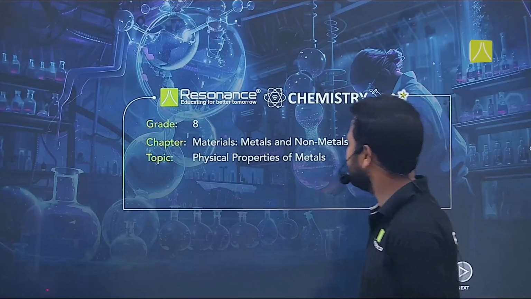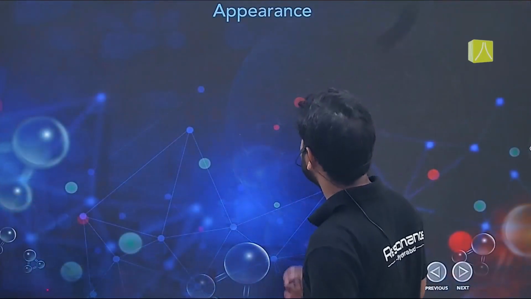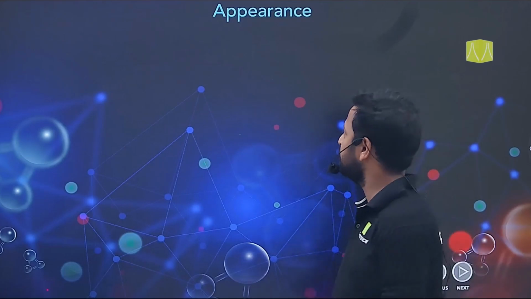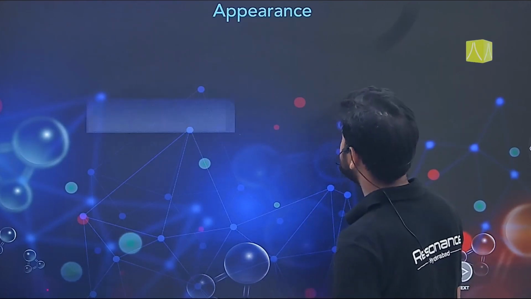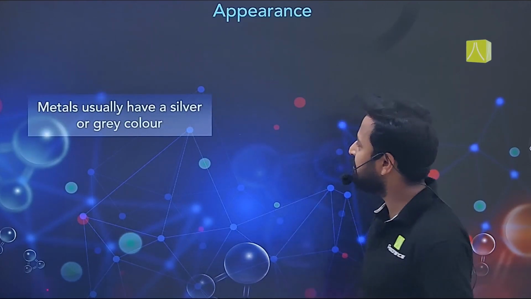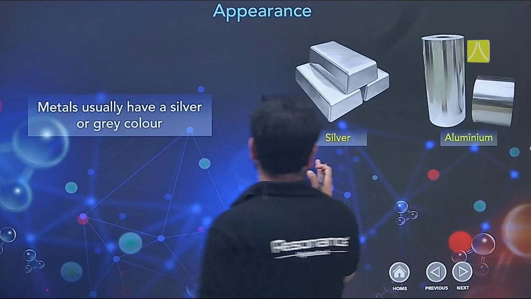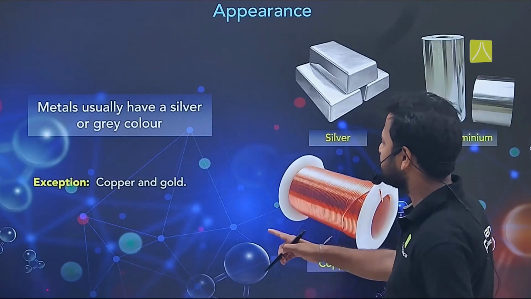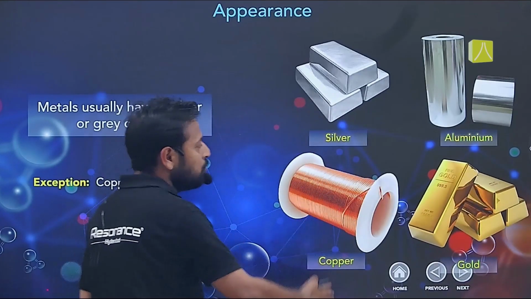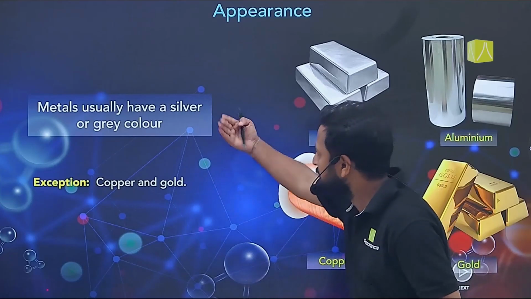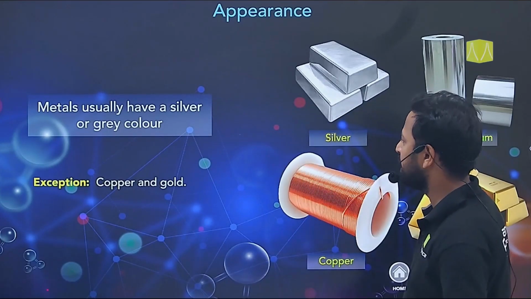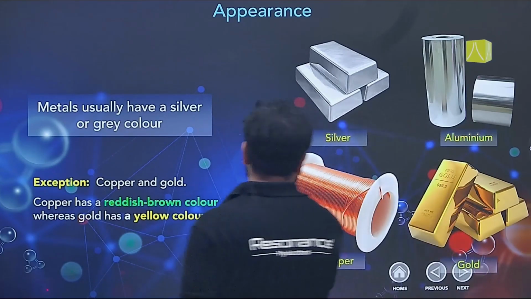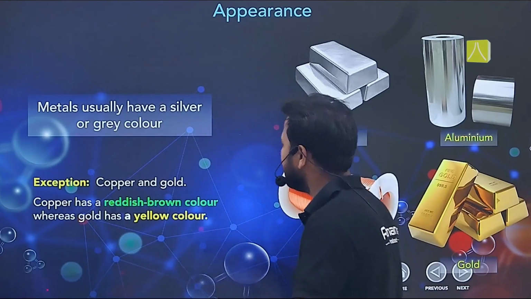So let's get started. If I'm talking about appearance, the first physical property, how it looks actually. In appearance we can see that metals usually have a silver or gray color, like silver or aluminium, but there will be some exceptions as usual. The exceptions are copper and gold. Copper and gold have a different color rather than silver or gray. Copper has a reddish brown color and gold has a yellow color.